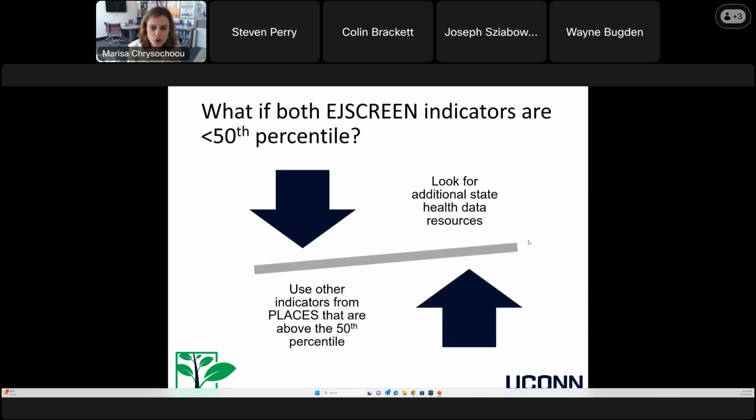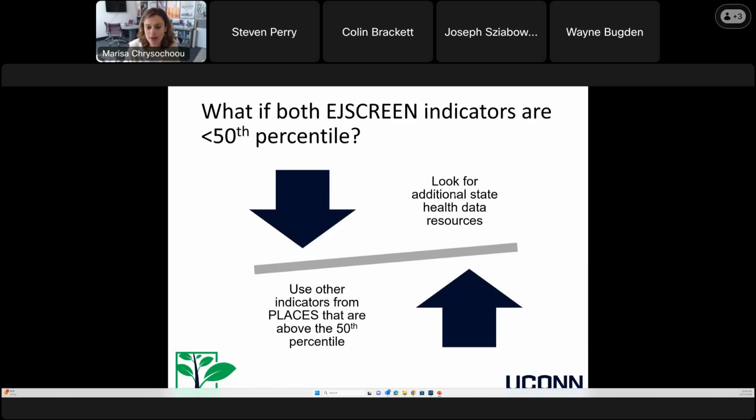So what do we do if we look at the EJ screen indicators for cancer and for asthma, and all of them are below the 50th percentile, whether you're looking at the nation as a whole or you're looking at the state? Well, then the first thing that you're going to do is look for additional state health data sources. And then you can also use other indicators that are not asthma or cancer. You're not going to get full points for that, but you're going to get something. So I will get back to this in a second.